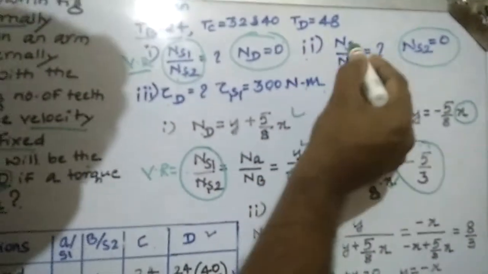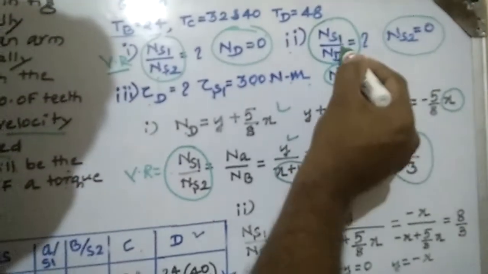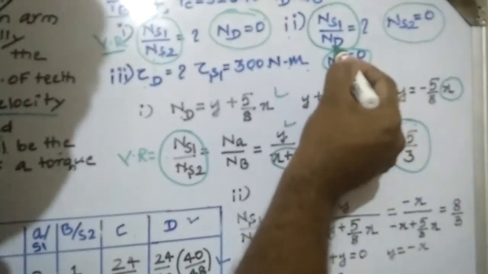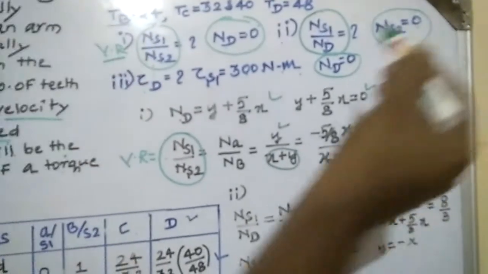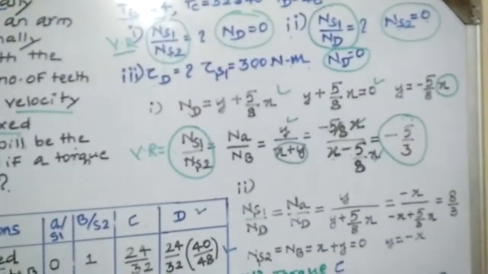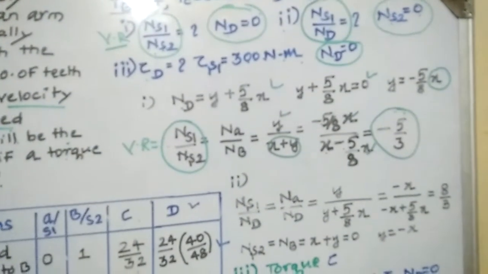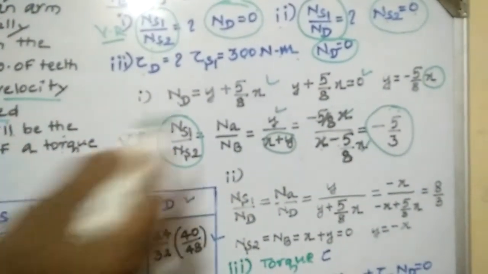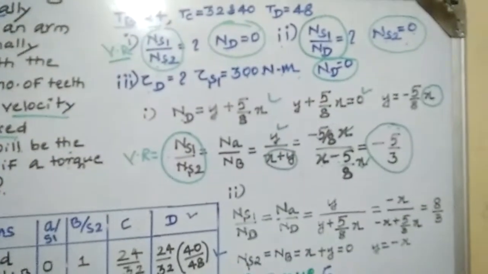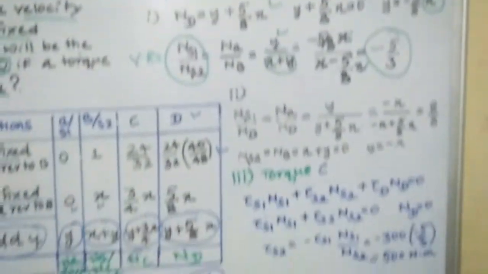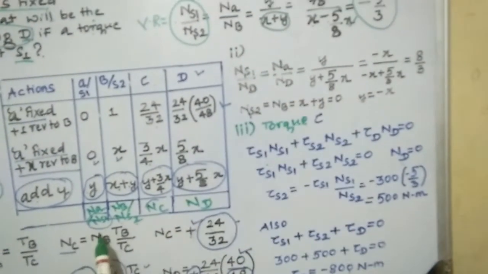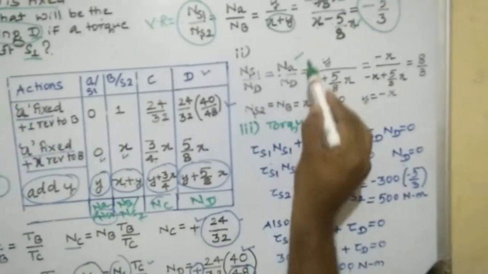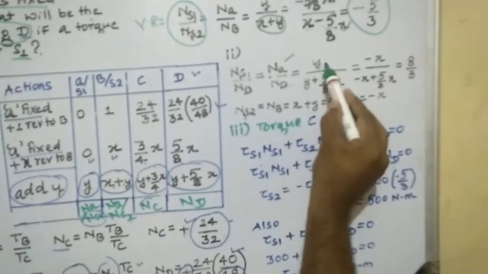What is the second? You have to find the velocity ratio NS1 by ND. In that case, they have taken NS2 as fixed. That is the second case. That's why I have taken NS2 as fixed. Now here also you have to find NS1 divided by ND. NS1 is nothing but NA only. ND is as usual.